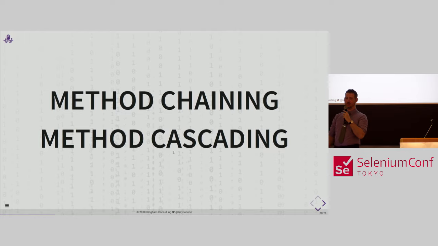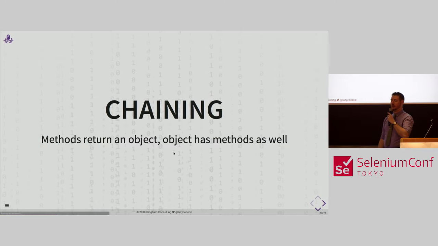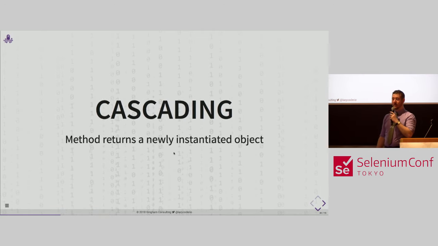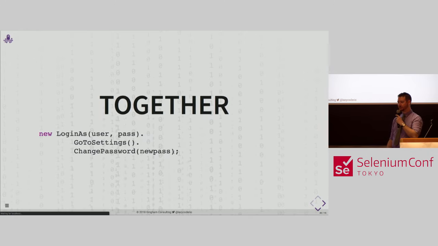The FLUENT pattern is composed of two different programming practices, known as method chaining and method cascading. Chaining is when methods return an object and you can continue doing methods on that same object, typically. Cascading is when a method returns a newly instantiated object that you can then interact with. Together, you get to chain your methods together, and that's why it's called the FLUENT pattern.